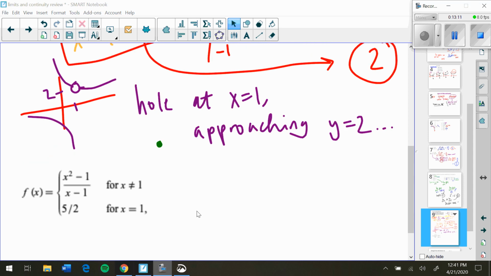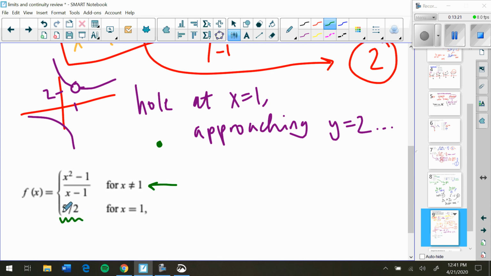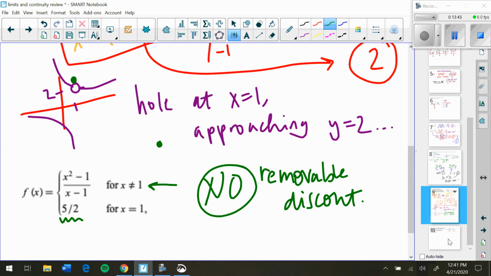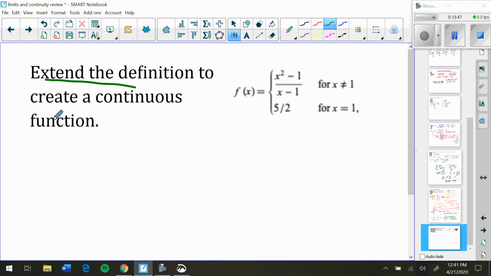Here's our original function. We see that it has this hole at x equals 1. And we see that it's not plugging the hole at 2, it's plugging the hole at 2.5, or 5/2. So is this function continuous? No. It has a removable discontinuity. All right. And then the last question is extend the definition to create a continuous function.